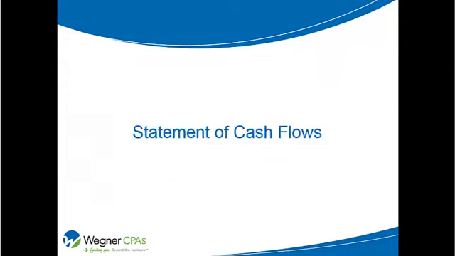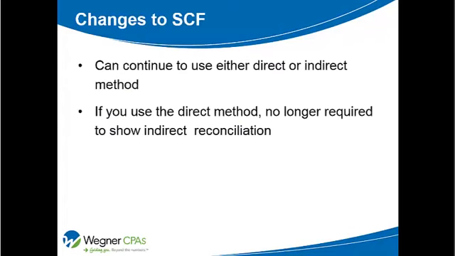All right, so that's what we've got for functional. Now we're going to move on to the statement of cash flows. As some of you know, the statement of cash flows can be prepared either using the direct or the indirect method. In the past, if you used the direct method, you also had to show a reconciliation to get from the direct method to the indirect method.